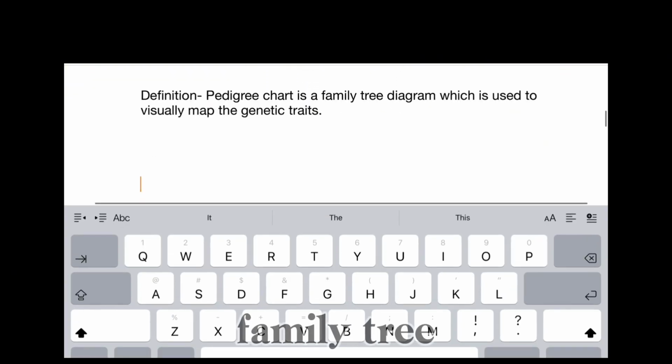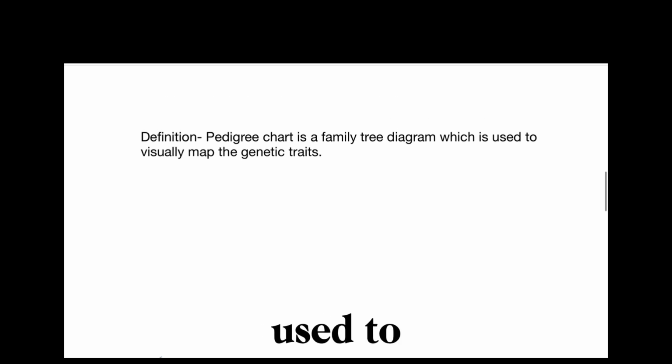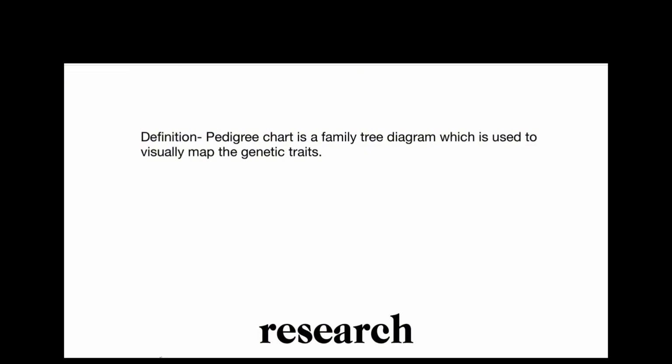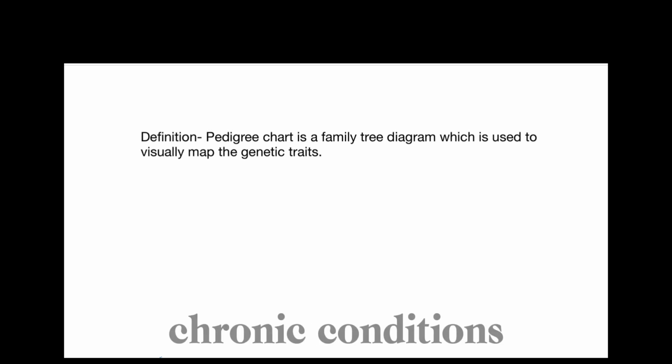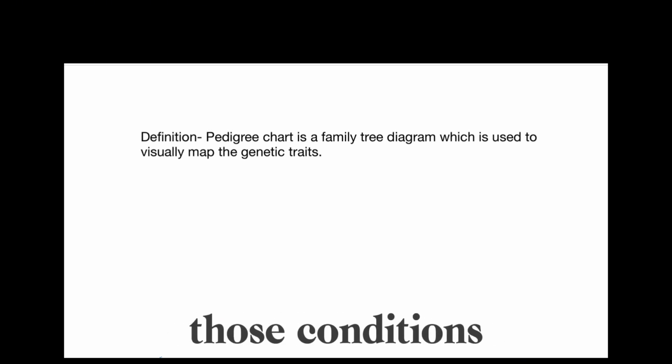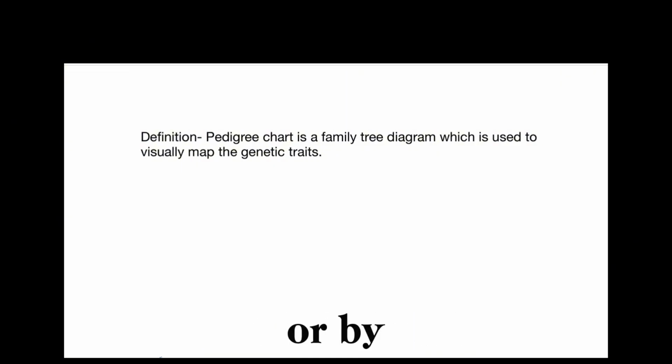A pedigree chart is a family tree diagram which is used to visually map genetic traits. Mainly it is a kind of diagram or flow chart where we can find out whether individuals are affected by a genetic trait or they are normal, and then we can trace the family history and the connections. These charts are also used in research where we can understand common chronic conditions an individual is suffering from and whether those conditions are influenced by genes or by environment.